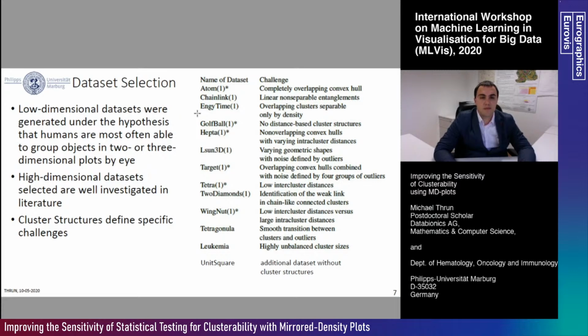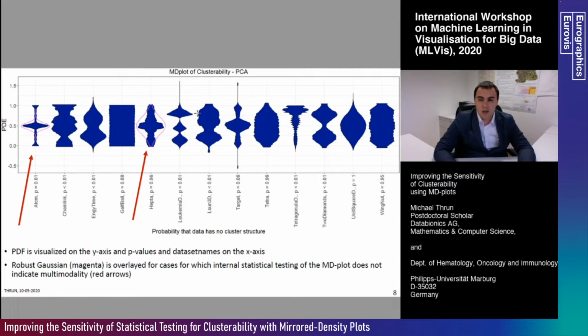So, let's look at the first result. Here we have presented the MD plot for these 13 datasets. On the y-axis we have the PDE, so a density estimation, and on the x-axis we have each dataset in alphabetical order. The p-value shown there is computed by the clusterability R package of Adolfsson et al. And a low p-value means that the probability is high that the dataset has a cluster structure. So in the red arrows marked here, we have two cases where the internal statistical testing of the MD plot showed that there are no multimodalities in the data and therefore automatically a robust Gaussian in magenta is estimated and overlaid with the distribution.